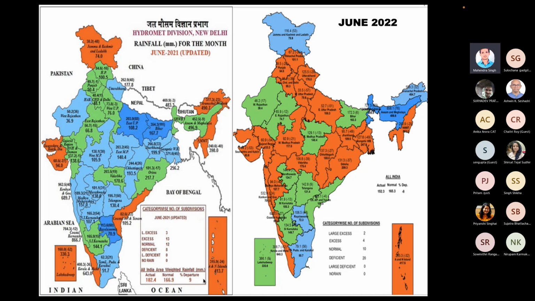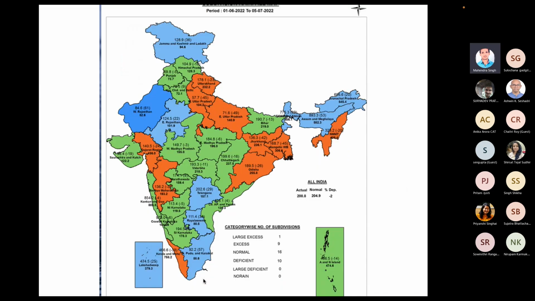So it looked bad at the end of June, but in the first week of July, already this is up to 5th July, already things have changed. So you can see that July is a very important month for monsoon. If the ITCZ shifts rapidly, many of the red regions have become green. So this is what you want to watch for the next 1 week.